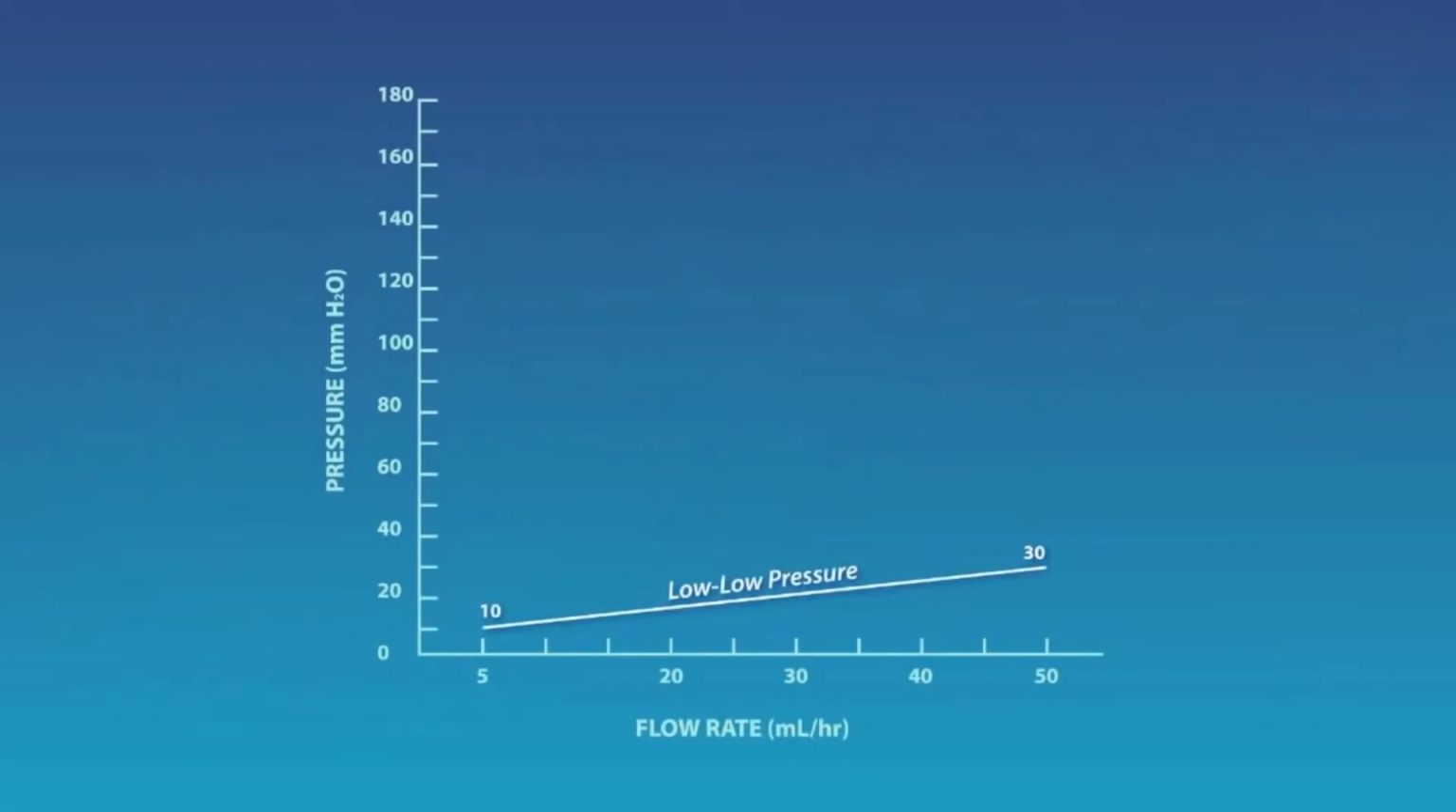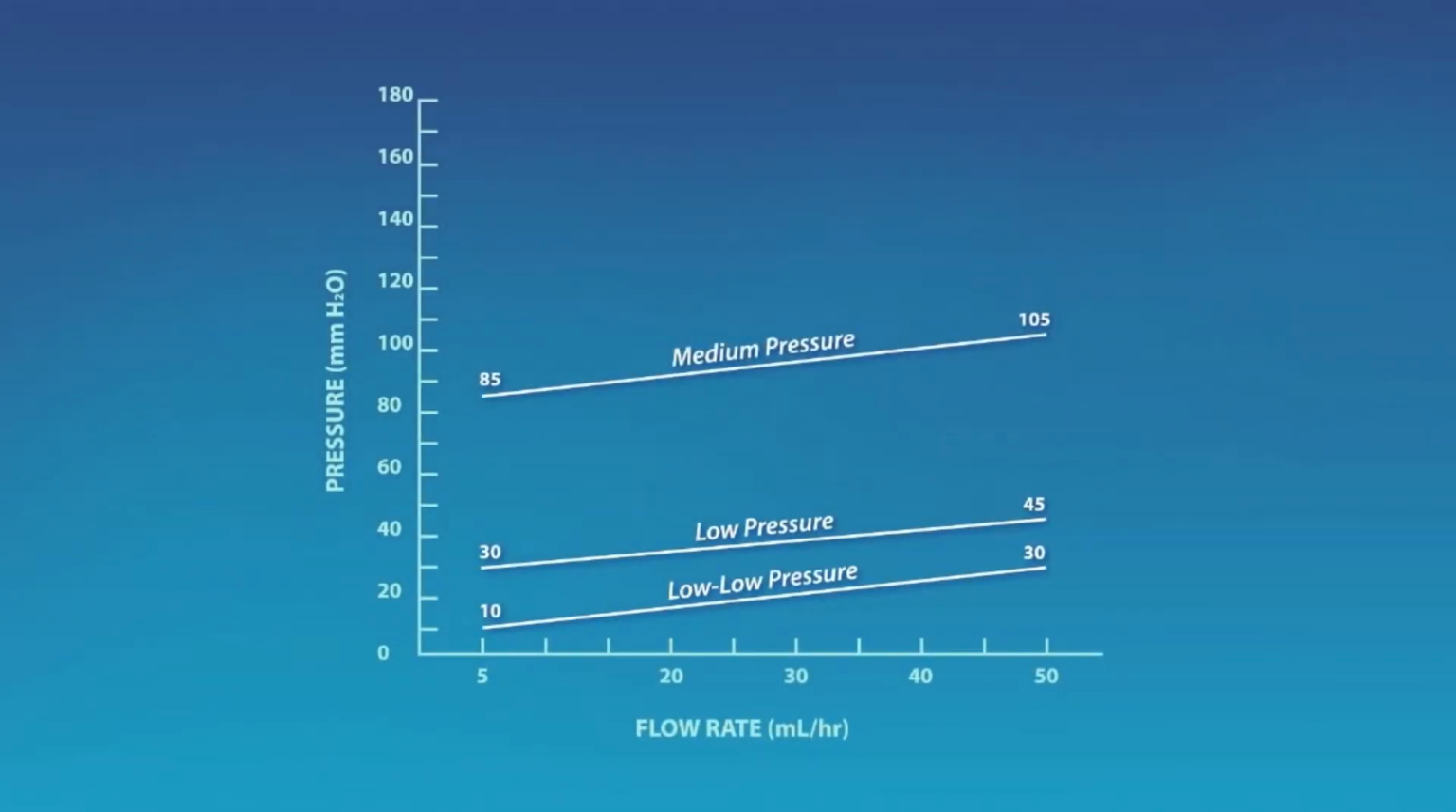The pressure flow graph shows the threshold at which the membrane will open for each pressure level at various flow rates. These levels are determined by the midpoint on the pressure level range at the typical CSF production rate of 20 to 25 milliliters per hour.